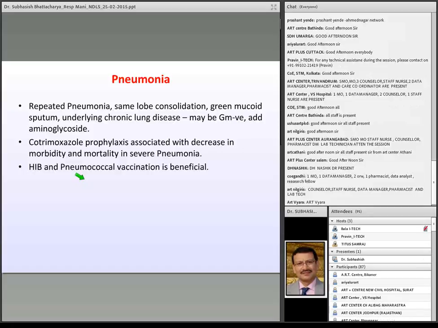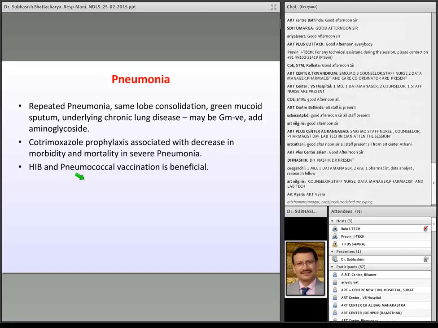Haemophilus influenzae and pneumococcal vaccination is beneficial because these are among the causes of pneumonia in HIV, as in other normal children. Vaccination is important in this group of pneumonia, for Haemophilus influenzae and pneumococcus.